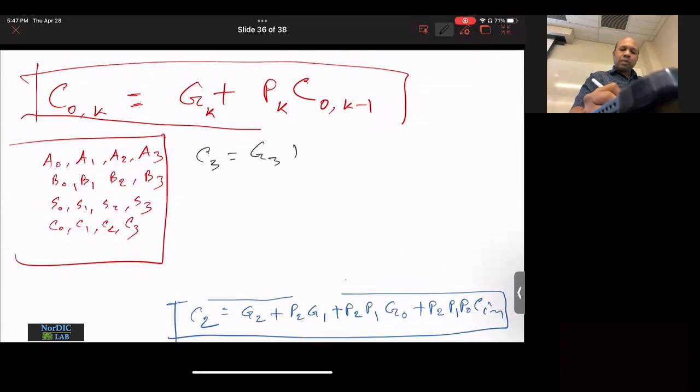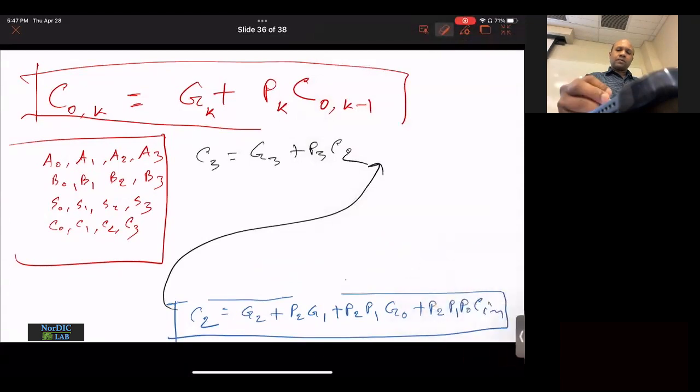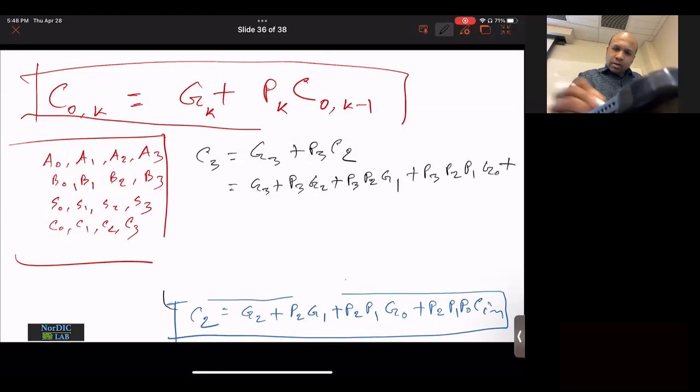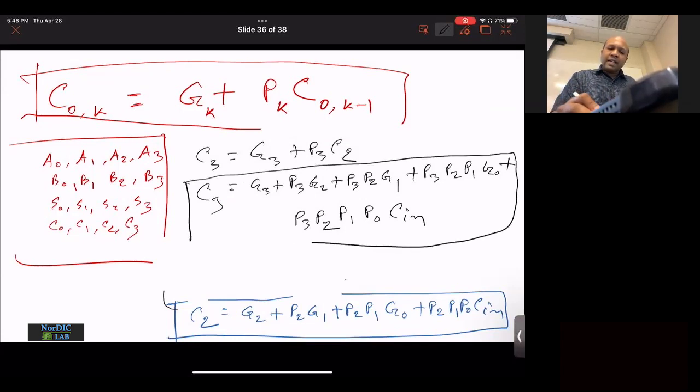Let's take the final step, C3. C3 will be G3 plus P3 C2. And you already know C2, don't you? Can I replace C2 here? So I'll get G3 plus P3 G2 plus P3 P2 G1 plus P3 P2 P1 G0 plus P3 P2 P1 P0 C in. That's C3. Any problem so far? That's it. That's it. Okay. So that's the mathematics that computer scientists do.